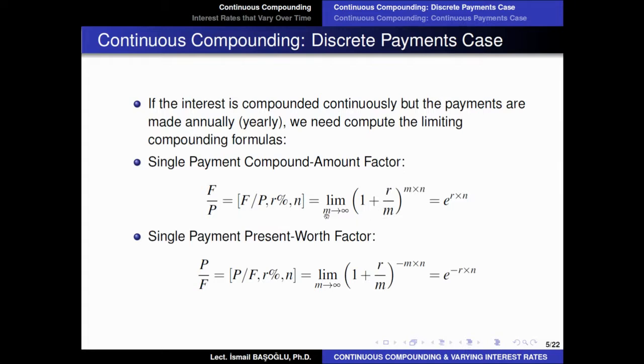Now, what happens if we take the limit of this function as m goes to infinity? It will become e to the power r times n, or simply e^(rn), where r is the annual interest rate and n is the number of investment years. Of course, the single payment present worth factor will be the reciprocal of the single payment compound amount factor. Therefore, the ratio P over F will be evaluated as e^(-rn).